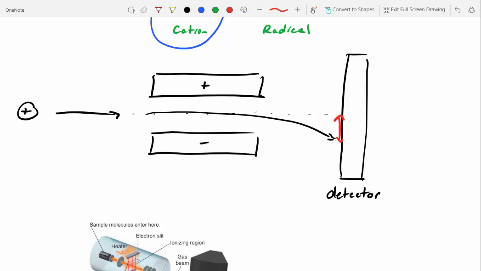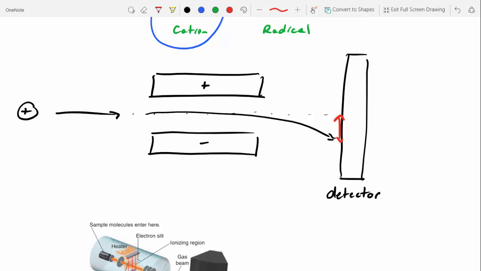So if I had, let's say, a +1 charge, I'd get deflected a certain distance. If I had a +2 charge, I'd get deflected even more, right? Because that +2 charge would interact more with the magnet. And it can tell us a lot about the mass of the molecules. So light molecules will get deflected a lot more than heavy molecules.